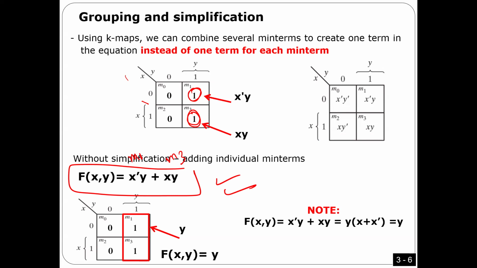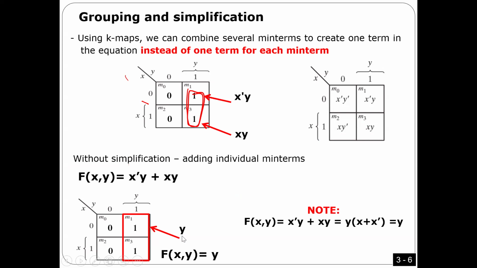Now, I will do simplification. Okay. The simplification is, instead of making two groups this way, I can combine neighbors. So I know these are neighbors, right? So I can combine them, as you see here, only in one group.